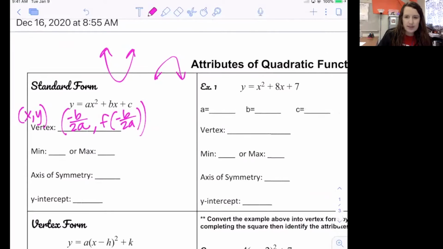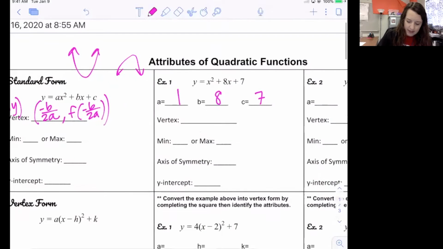So if we wanted to practice that, we want to make sure that we're first in standard form, meaning that we have our x squared, our x, and our constant all on the same side, and we do. For this particular problem, I've got an a value of 1, a b value of 8, and a c value of 7. To find the vertex, for my x value I have negative b, so negative 8, over 2 times a, 2 times 1. So my x value of the vertex is going to be negative 4.